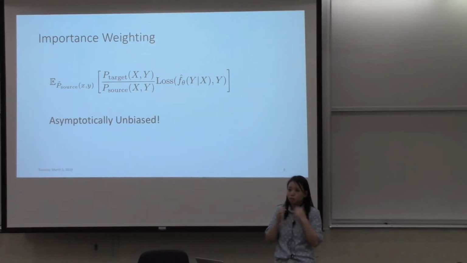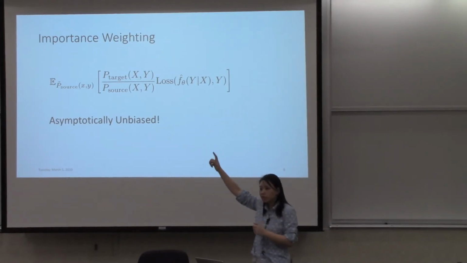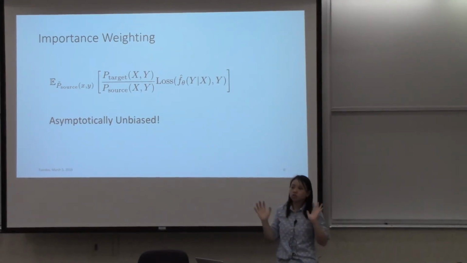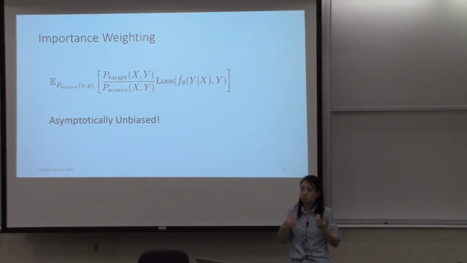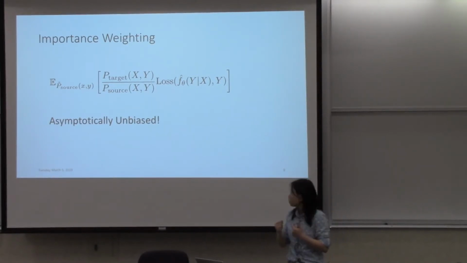And now the problem just reduces to how do you get these weights? If you can get accurate weights, then yeah, problem solved. You get your target loss function minimized instead of the source one. Any questions here? Cool.